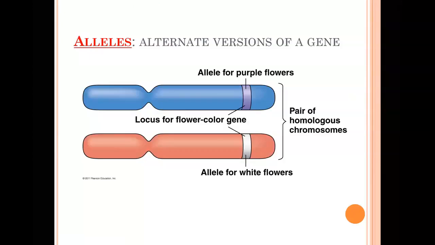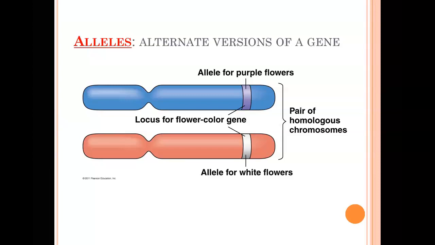Okay, an allele. So what you're seeing here are two chromosomes. Blue means it came from dad, it's the paternal one. Red means it came from mom, it's the maternal one. And what you see is something called an allele. Alleles are alternate versions of a gene.